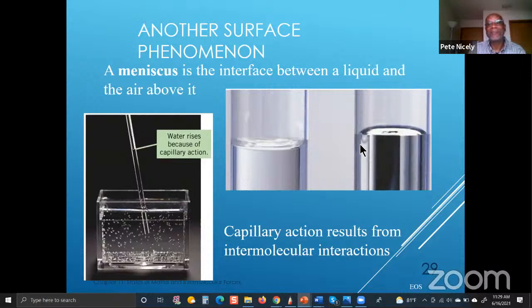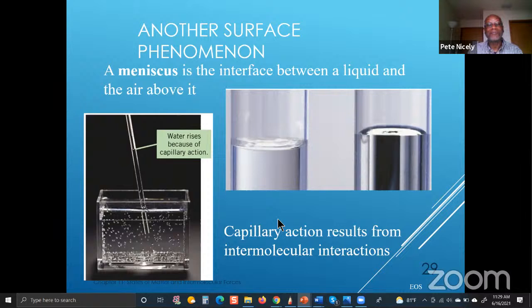Now, in the case of mercury, the meniscus is the opposite way. It's like this, right? Which is the opposite of what we had here in the case of water. And the reason is because in the case of mercury, the cohesive forces are stronger than the adhesive forces. So the attraction between the mercury atoms beneath the surface of mercury will be stronger compared to the attraction between the mercury and the glass walls of the container.